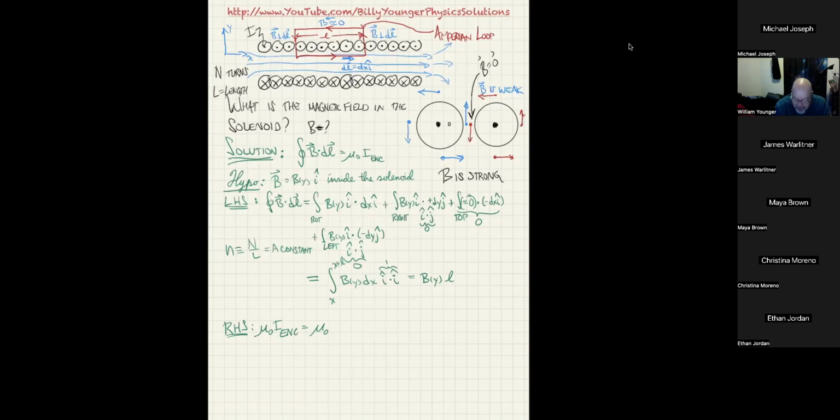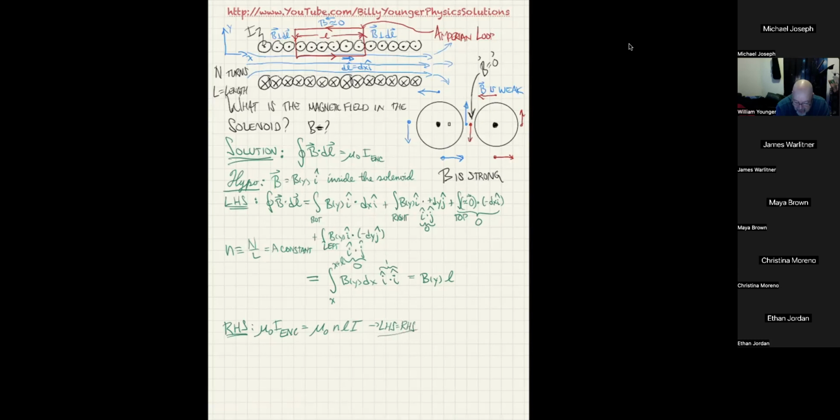And then if I multiply that by the current, that should be the total amount of current going through it. So that's what I'm going to do. I'm going to say mu 0 n times L times I is the right-hand side. Now I'm going to say left-hand side equals right-hand side.